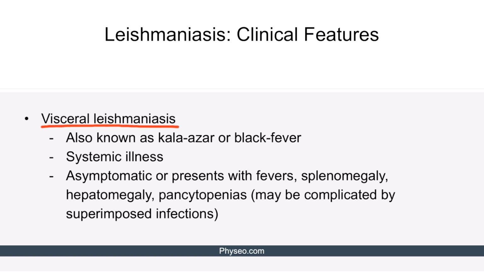This is also known as Kala-Azar or black fever, and it's a systemic illness that's caused by Leishmania. And this can be asymptomatic, or it can present with fevers, splenomegaly, hepatomegaly, and pancytopenia. And this may be complicated by superimposed infections. That makes sense because if you're bringing down the level of immune cells in pancytopenia, for example, leukopenia, then it makes sense that the patient is now more susceptible to other infections. Again, this systemic one is called visceral Leishmaniasis.